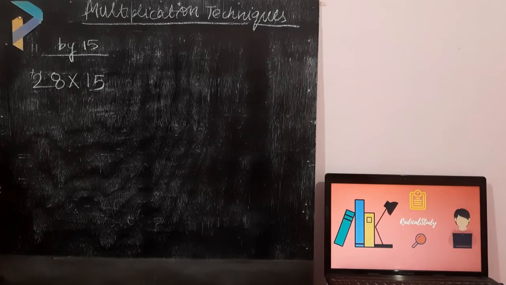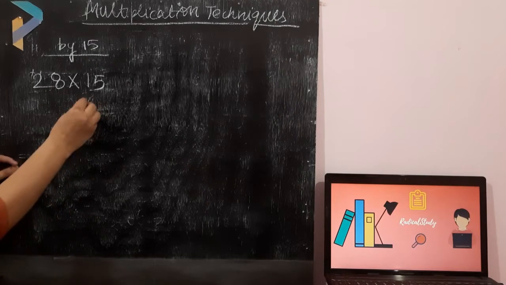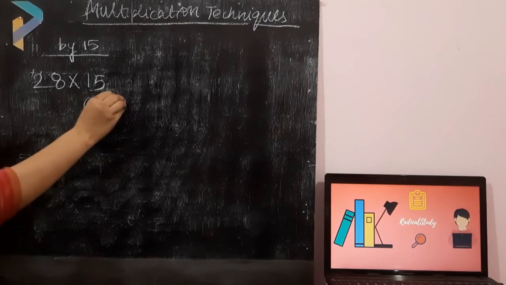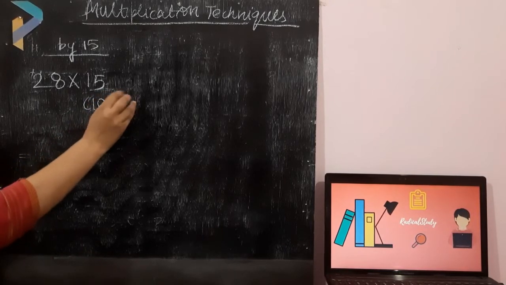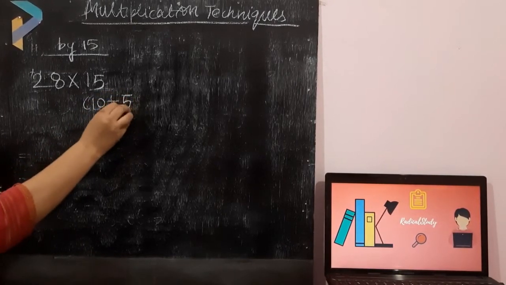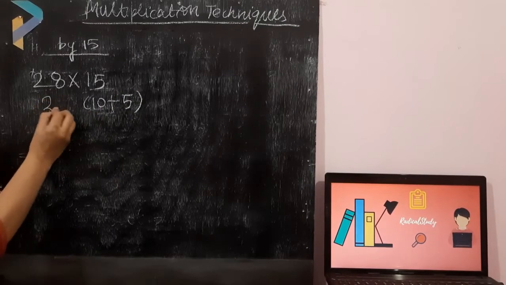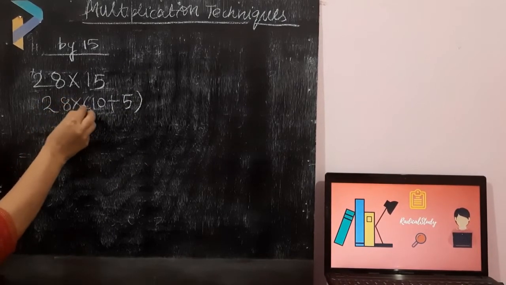Now let's take some more examples to help you understand this. Again I have taken a 2-digit number to multiply with 15. As I explained, we have to split the second term, that is 15. It will be split as 10 plus 5, and 28 will be multiplied by each of them.